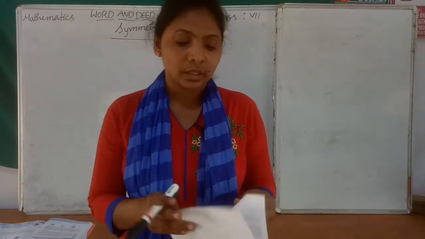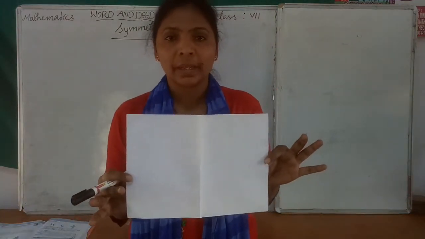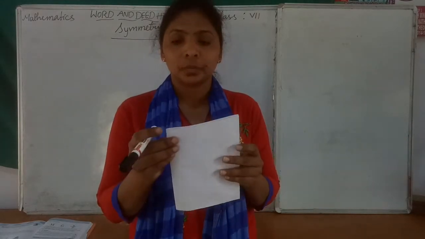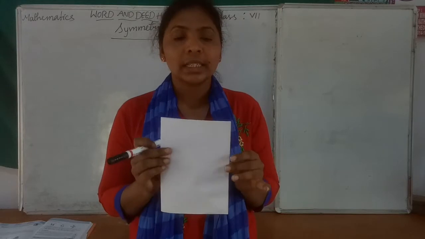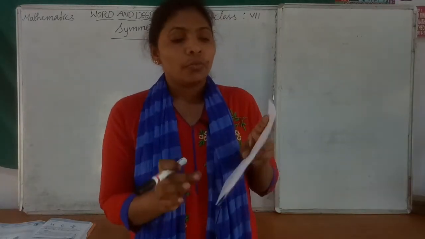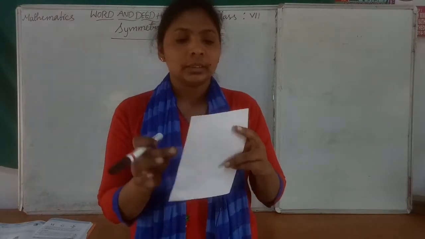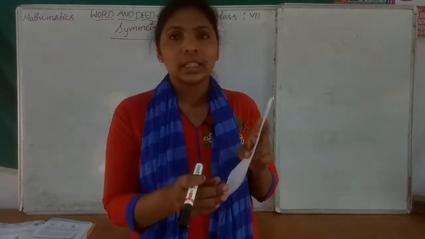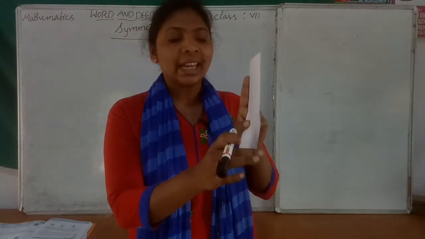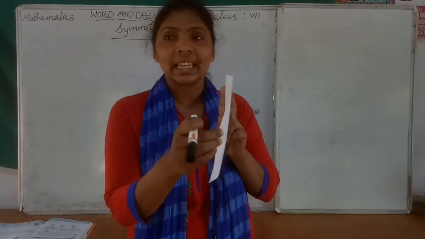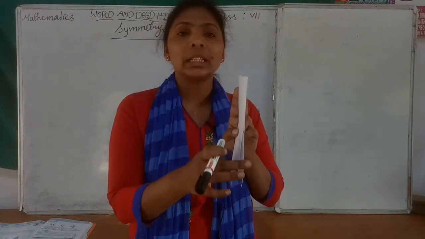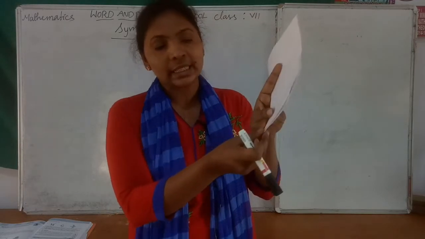See, suppose it is a paper, children. I am folding like this. Now how many parts does it have? 2 parts. Okay, so when we fold this paper, children, you can observe here, the 2 parts coincide with each other exactly. Yes or no? Yes children, you can observe here. See, the 2 parts coincide with each other.